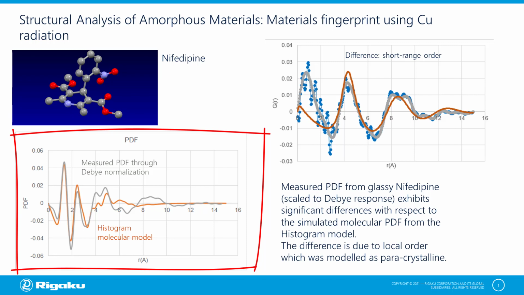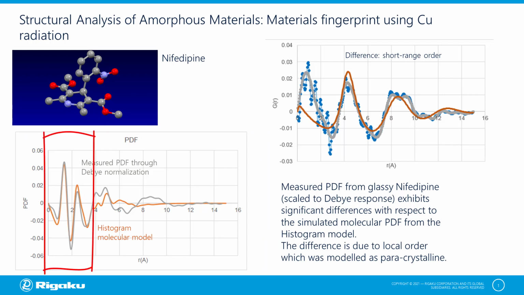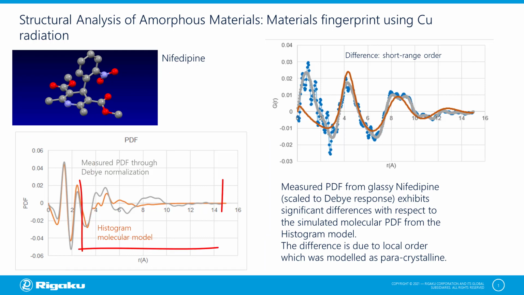You can see at the smaller distances, about 1.5 to 2 angstroms, that they are very, very similar. This represents the carbon-carbon distances within the molecular entity itself. But once we start getting to slightly larger distances, between 4 and 10 angstroms, then we see there's a substantial difference between the measured PDF and the histogram calculated PDF.